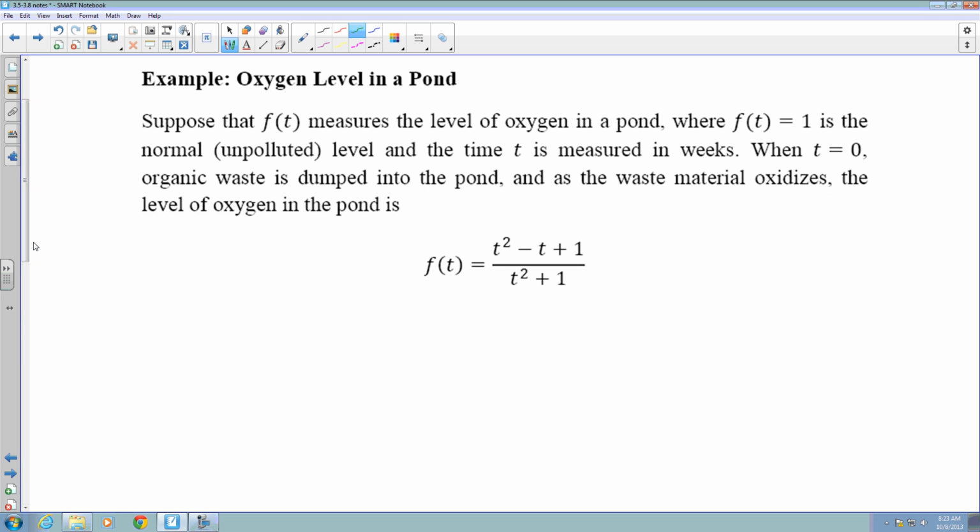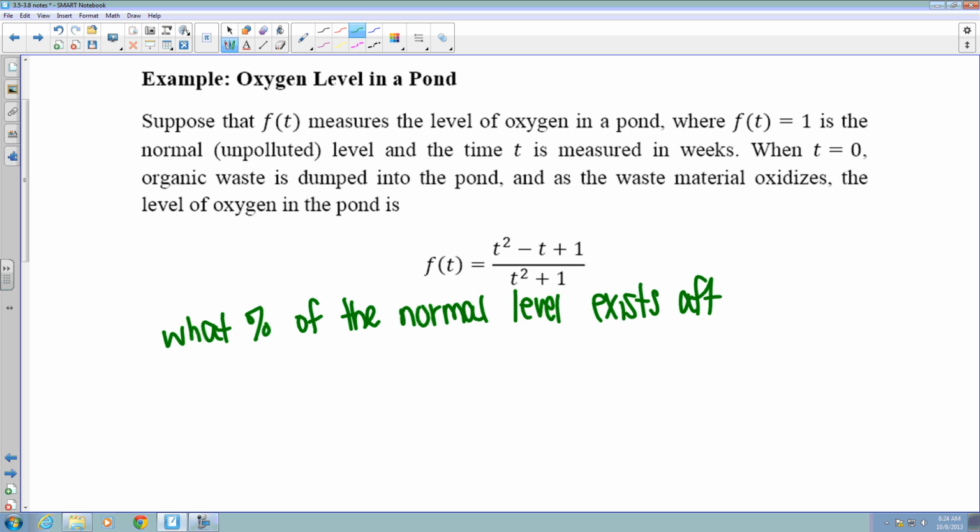Okay, now we have oxygen level in a pond. Suppose that f of t measures the level of oxygen in the pond, where f of t is 1 is the normal level, and the time t is measured in weeks. When t is 0, the organic waste is dumped into the pond, and the waste material oxidizes. The level of oxygen is measured by the function. So the question that we did not have written down yet is what percent of the normal level exists after 1 week, 2 weeks, 10 weeks, and then as we approach infinity.